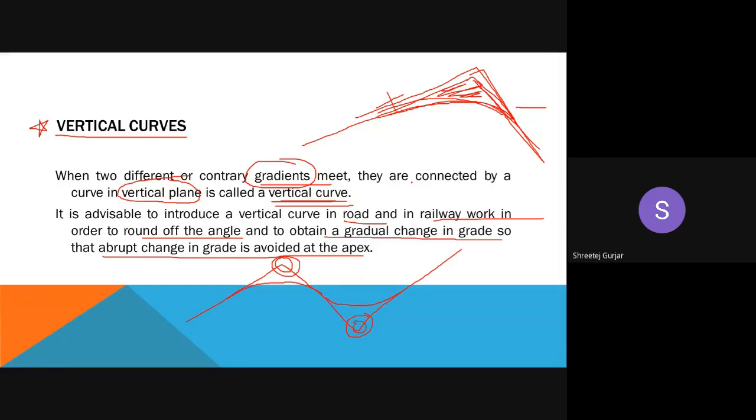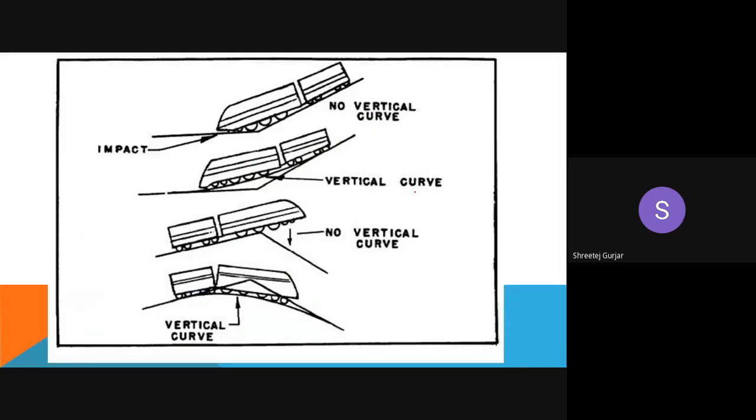Now let us understand the vertical curve by some images. You can see when there is no vertical curve provided over here, it is a sharp downward gradient and then a level road. A level road is joining a downward gradient, right? And there is no vertical curve provided in the first case. You can see there is impact of your vehicle or a train which is moving downwards. In this track, you can see there is impact of the nose to the ground, because of the sharp angle over here.